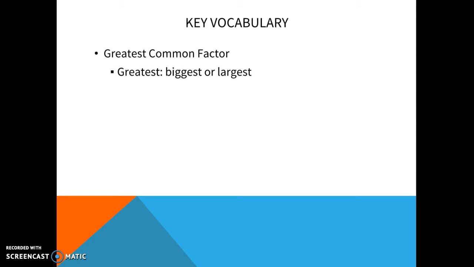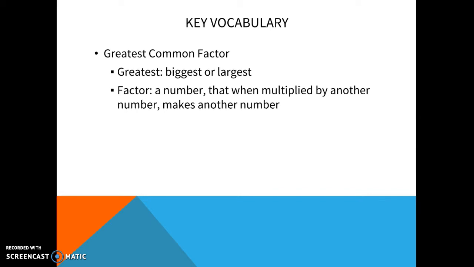So when we think about the word greatest common factor, this idea is made up of 3 different words. So greatest, common, and factor. So if we think about the word greatest, that means the biggest or the largest. When we think about the word factor, a factor is a number that when you multiply it by another number, it makes another number. So for example, 5 and 2, when we multiply those together, we make 10. So 5 and 2 are factors of 10.